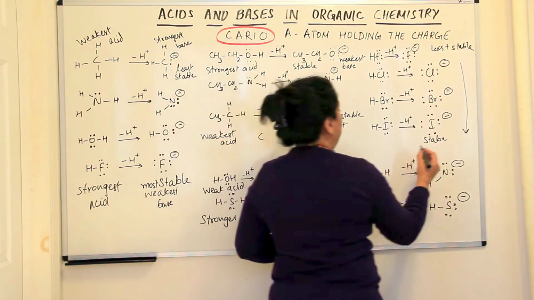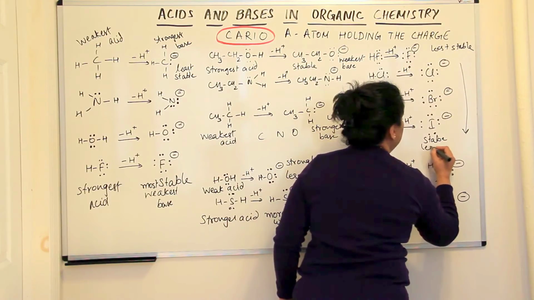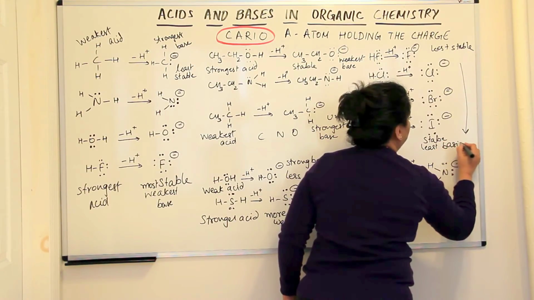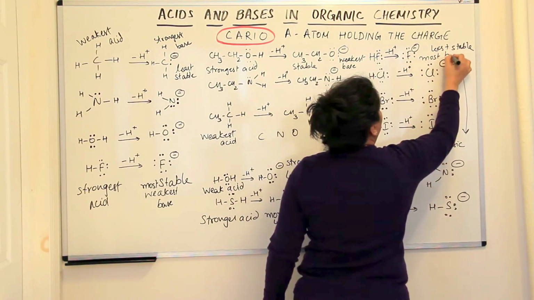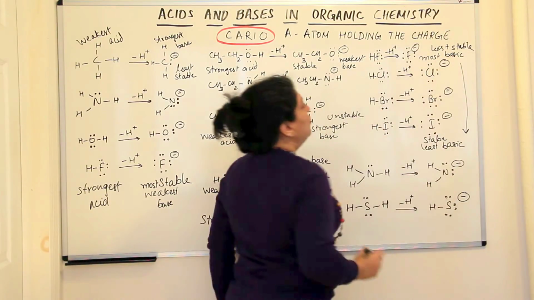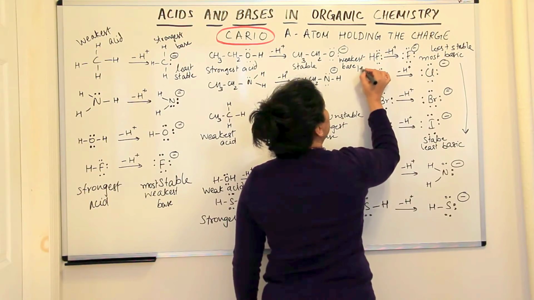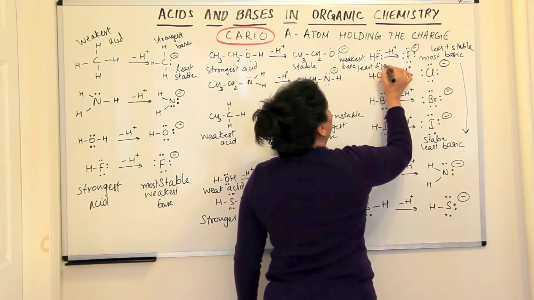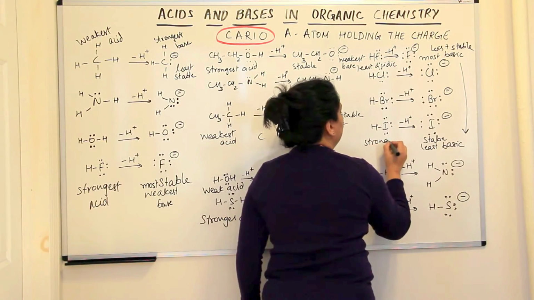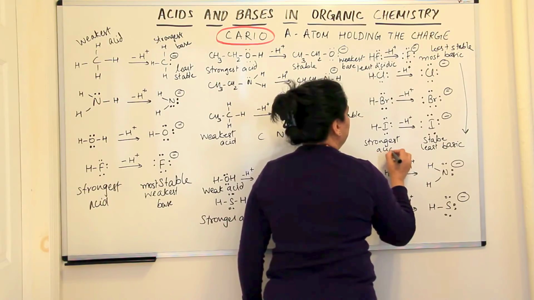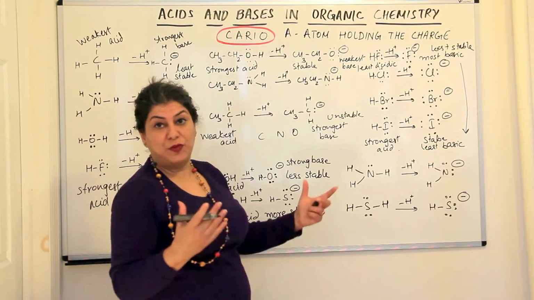So what would the basicity be? The basicity of iodide ion, if this is stable, it means it is least basic. This becomes a stronger base, and this is the most basic. And if it has the most basic conjugate base, the acid would be the least acidic. And HI would be the strongest acid. Right? This is the strongest acid and this is the weakest acid. That would be the sequence.